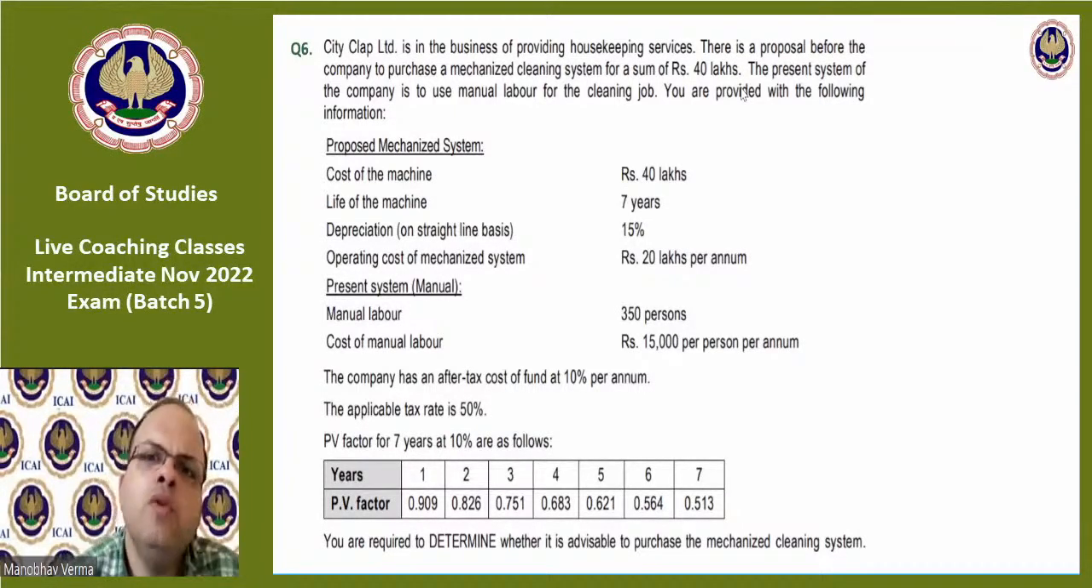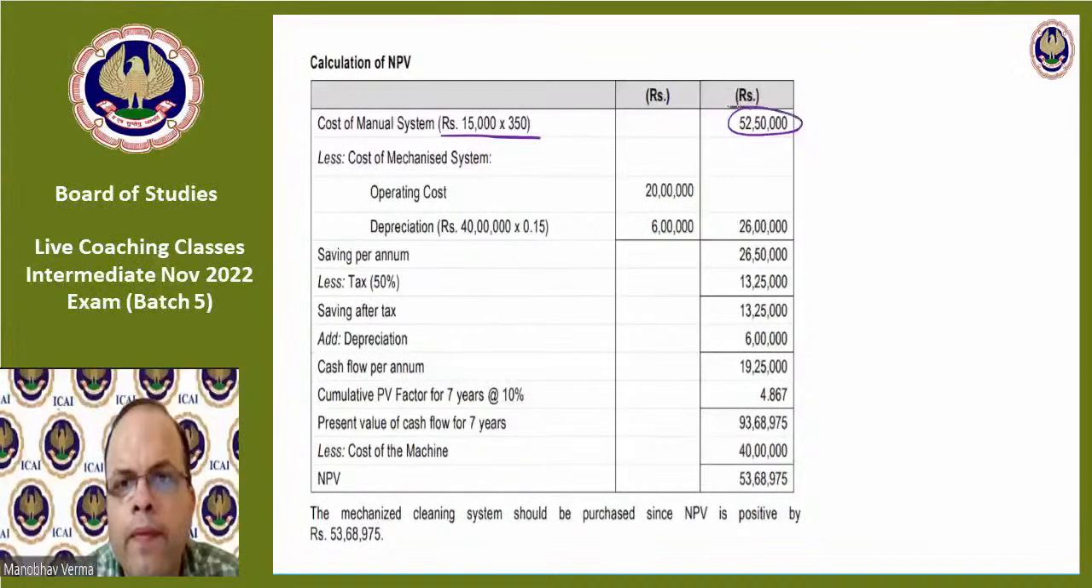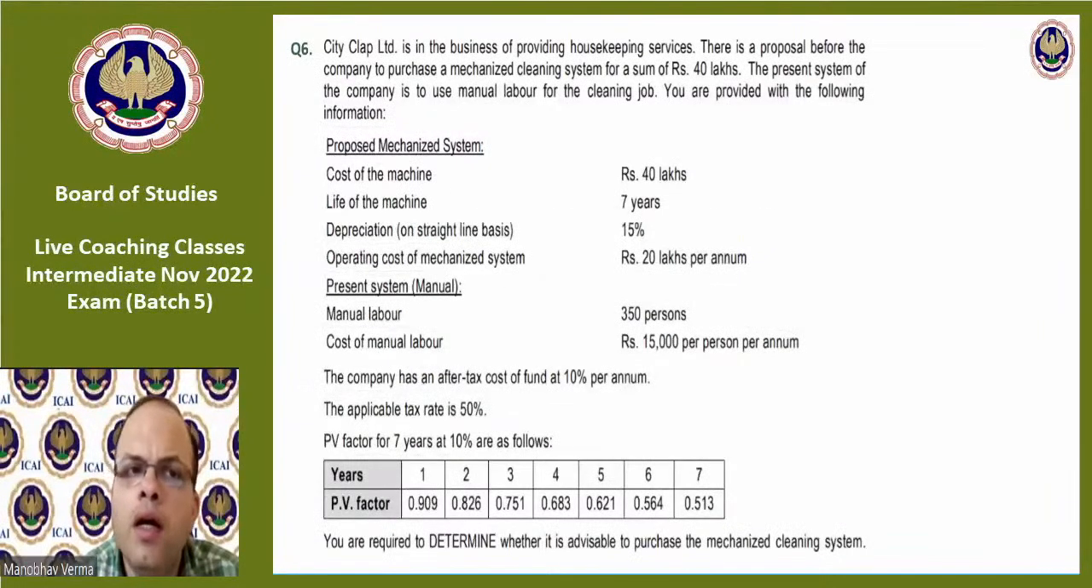So for example, what is the cost of the manual system here? 15,000 times 350, guys. Yes or no? And that comes to 52 lakh 50,000. So that is my cost of the manual system. Then we are talking about the cost of the new system here. 40 lakhs.